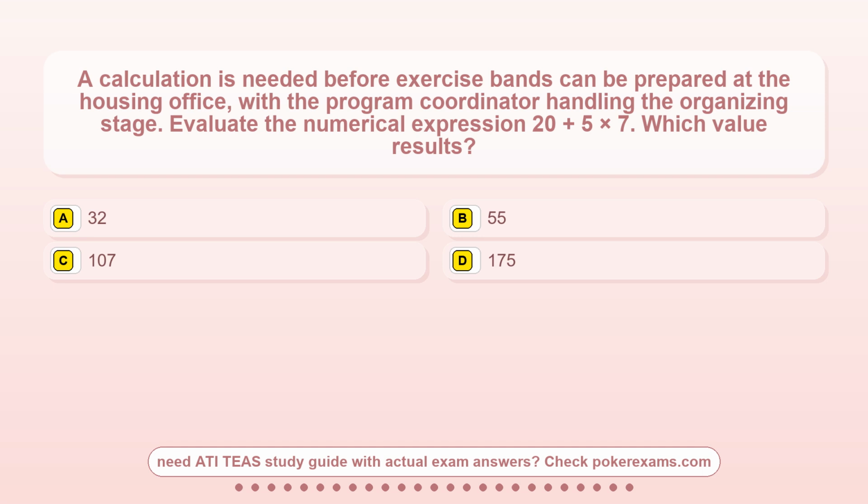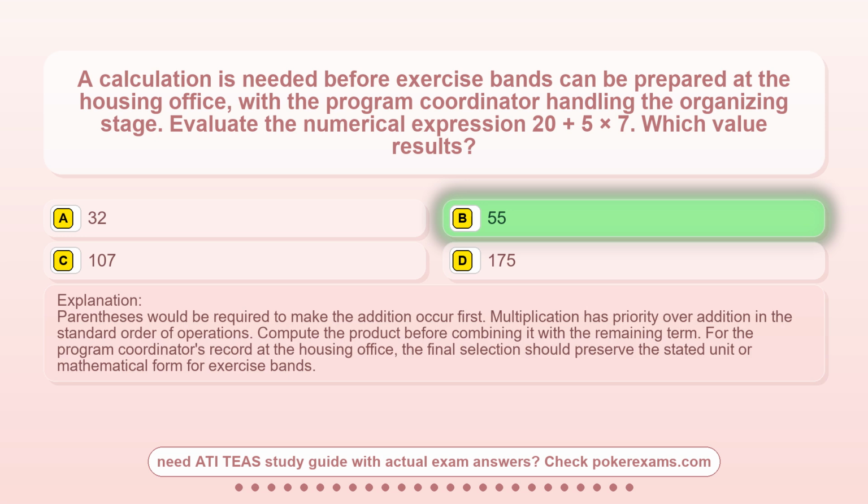Question 25. A calculation is needed before exercise bands can be prepared at the housing office, with the program coordinator handling the organizing stage. Evaluate the numerical expression 20 plus 5 times 7. Which value results? Option A, 32. Option B, 55. Option C, 107. Option D, 175. The correct answer is option B, 55.